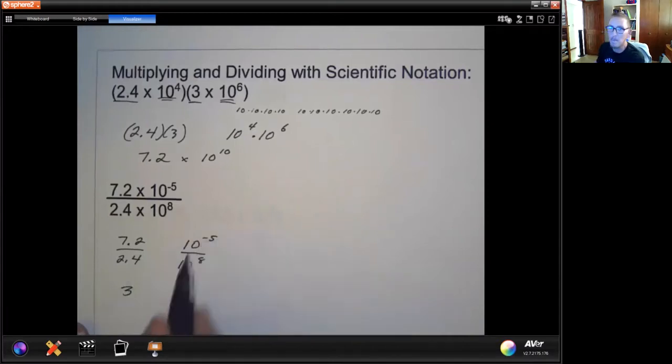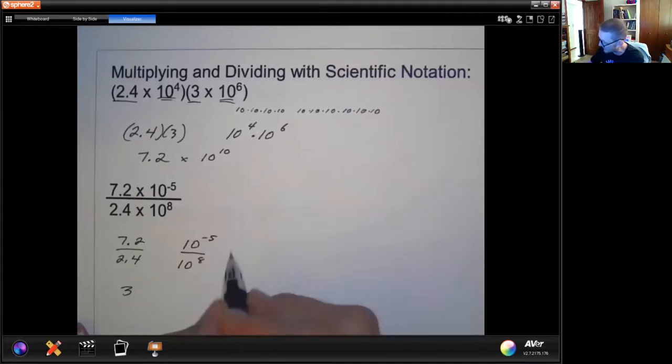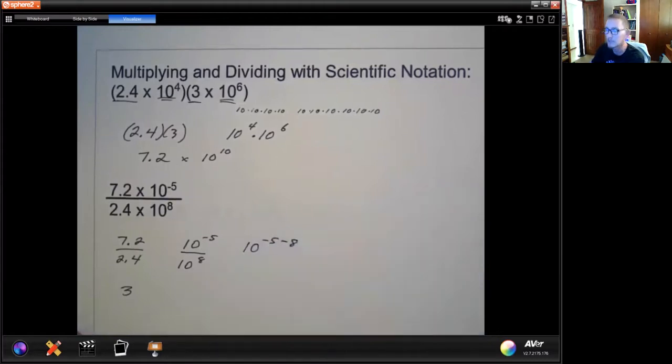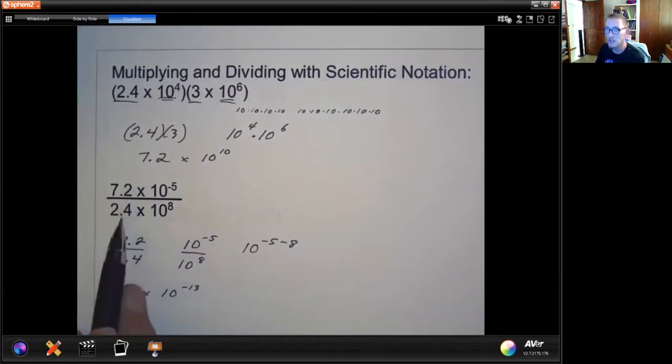And then we have same base, but we're dividing. So we might go back to our exponent notes, and if I have the same base with division, I subtract my exponents. So this is 10 to the negative 5th power, subtract the 8, because I have to subtract the exponents. Well, this, using integer rules, means times 10 to the negative 13th power. This 3 is larger than 1 and less than 10, so this answer is in scientific notation. So I separate it into 2 parts. I take the 7.2 and the 2.4 and divide that. And then I take the powers of 10 and I use my exponent rules from prior learning.